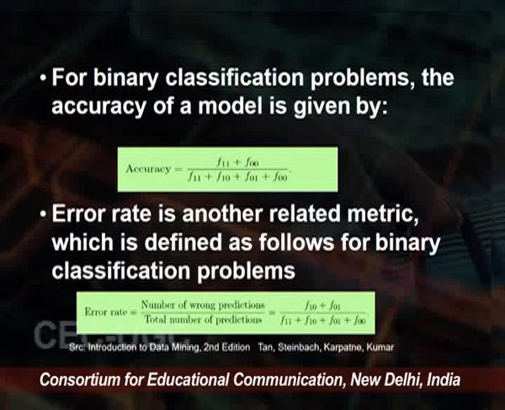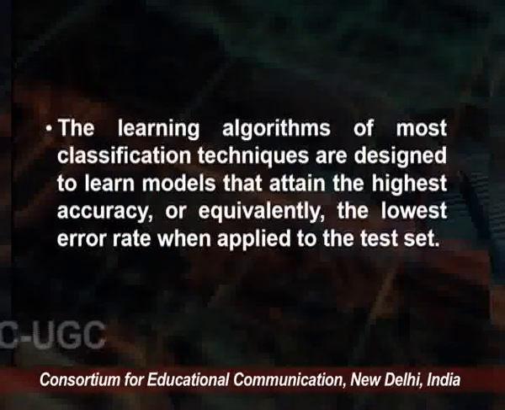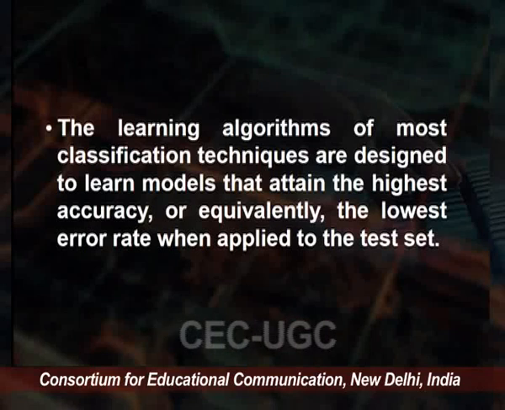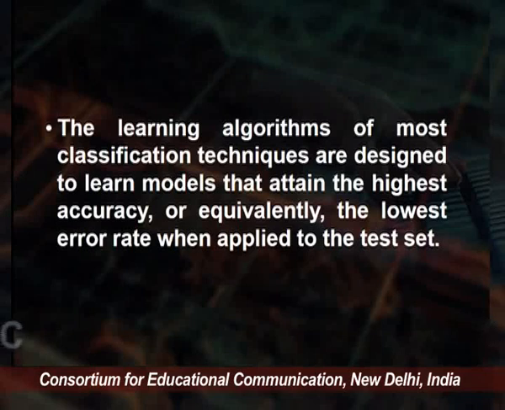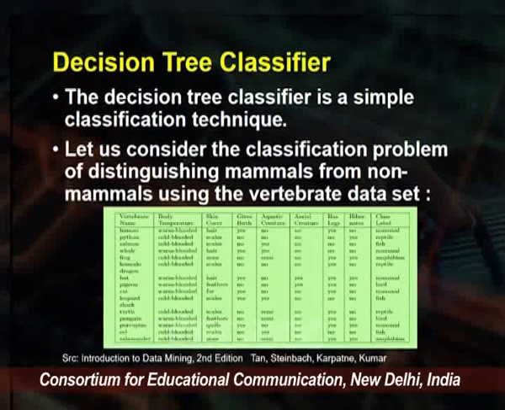So if the accuracy is high, the error rate will be less. If accuracy is low, it means error rate will be high. So we are aiming at the model which will give us the highest accuracy and the lowest error rate, right. So basically we want to attain high accuracy and low error rate, and that is the model that we are going to look at. Now the first model, or the first classifier that we look at, which is based on classification analysis, is the decision tree classifier, right.